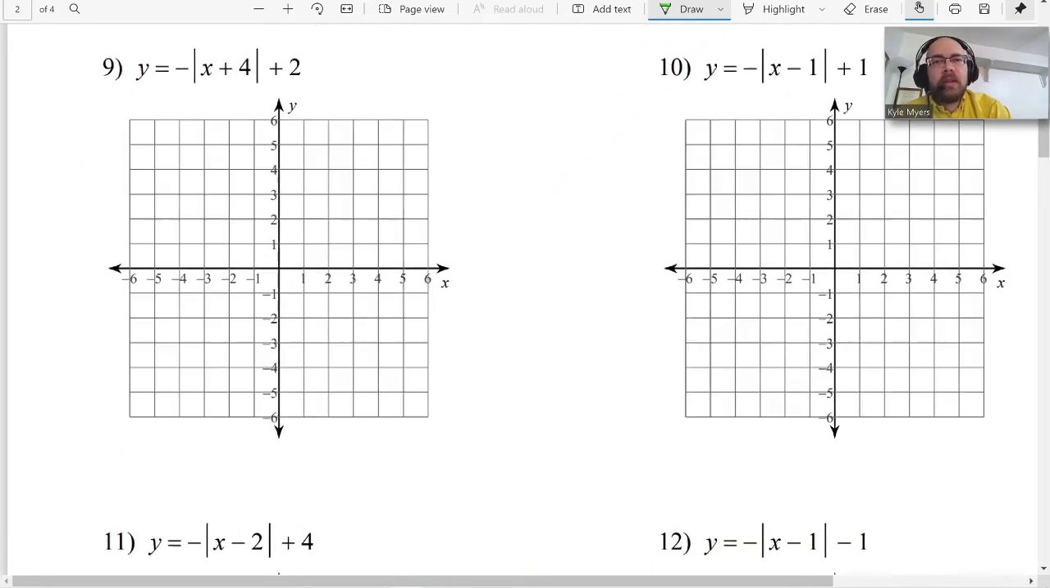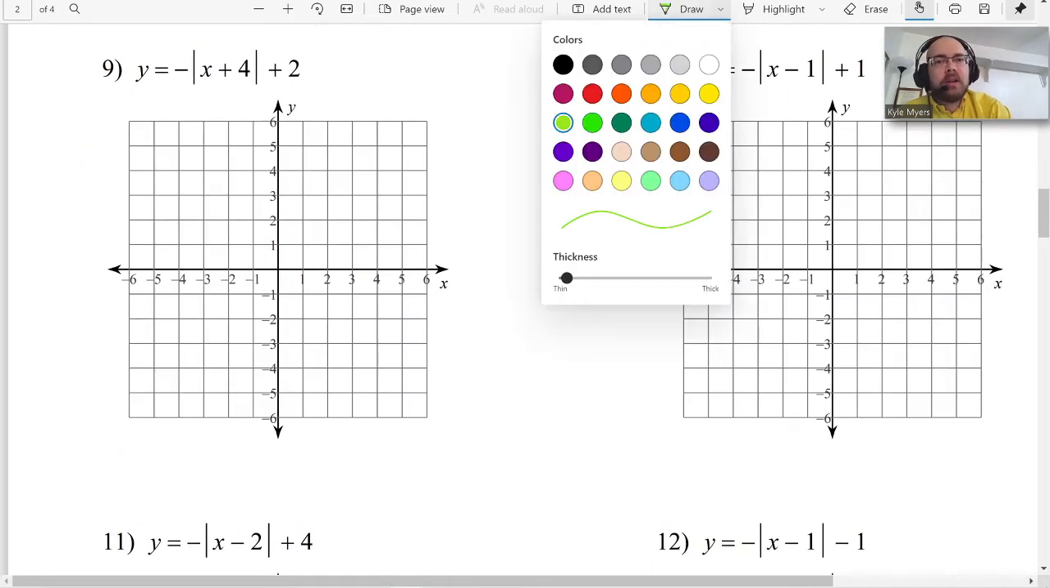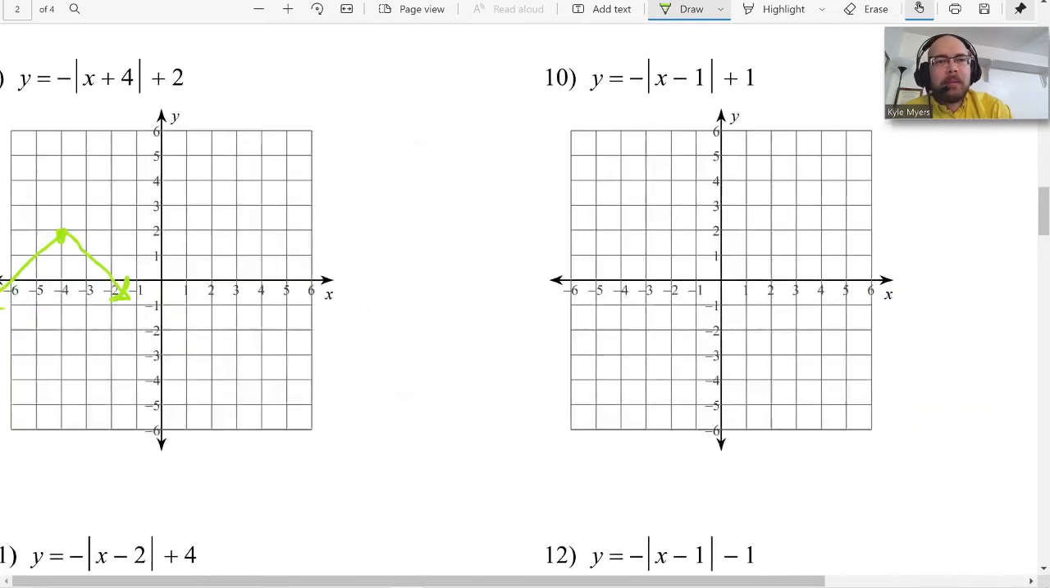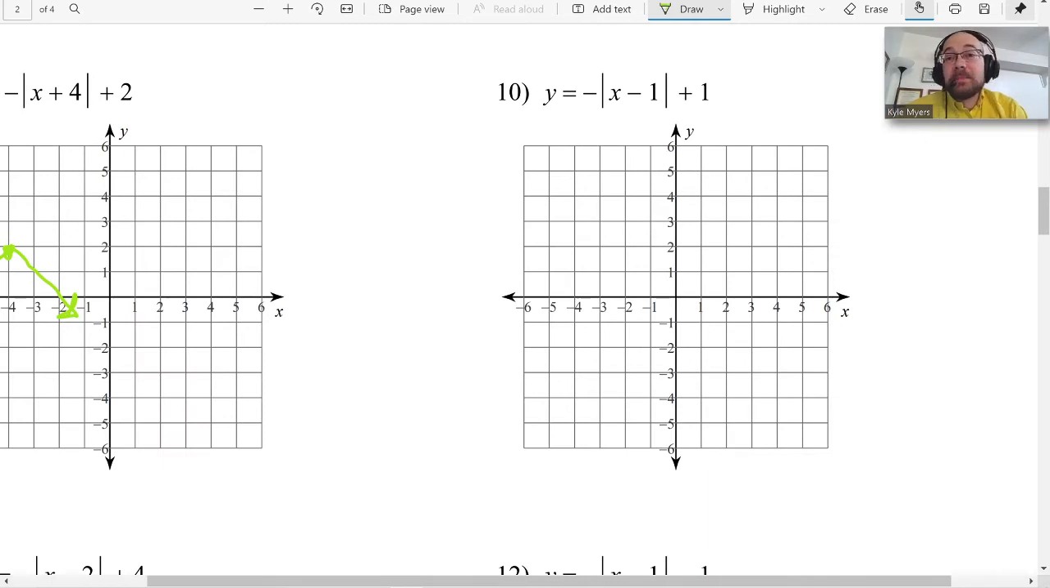So nothing really that new here. Let's go ahead and change colors. Negative 4, comma 2. That's my vertex. And we're going down. Right? And again, I don't need to go all the way across the graph. You can just go past a few points, and that's probably fine. Unless your teacher specifically said so, and then, you know.